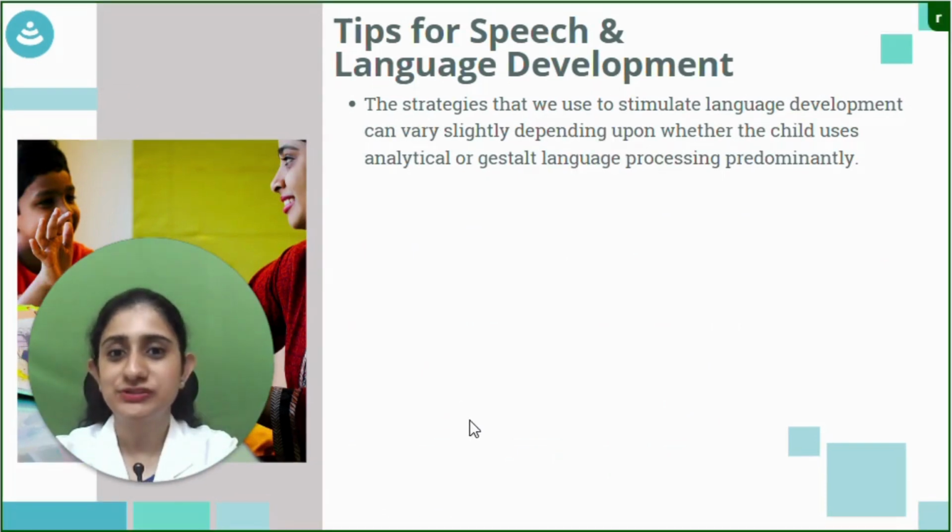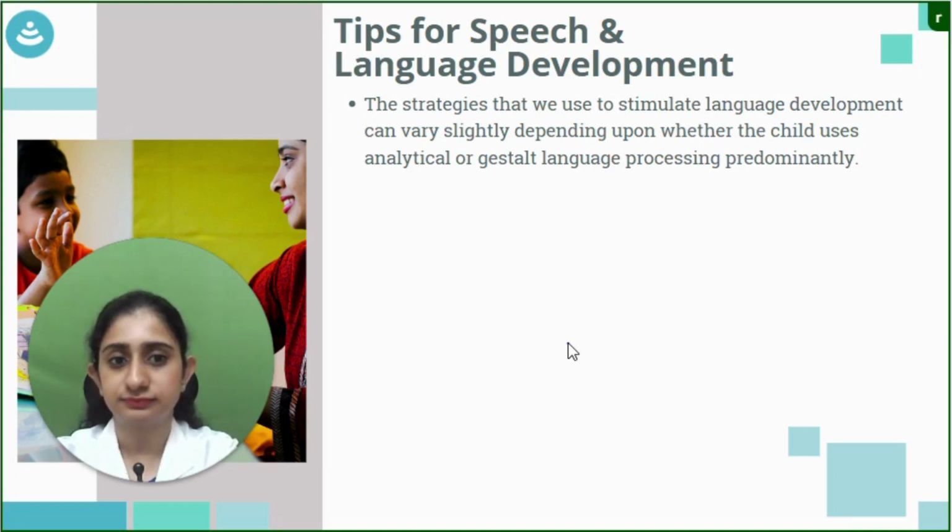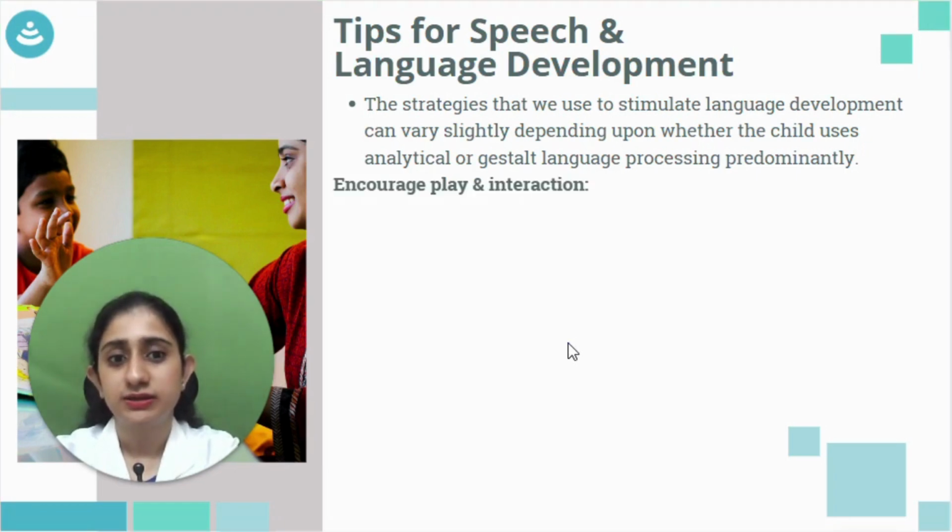Now, let me share some tips for speech and language development. So, the strategies that we use to stimulate language development can vary slightly depending upon whether the child uses analytical or gestalt language processing predominantly. So, regardless of that, here are some of the tips that we can follow.